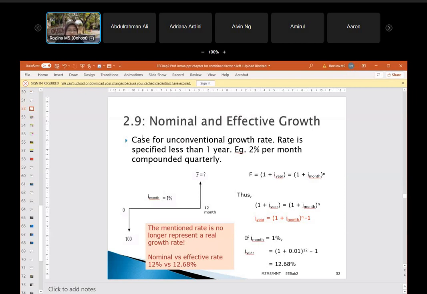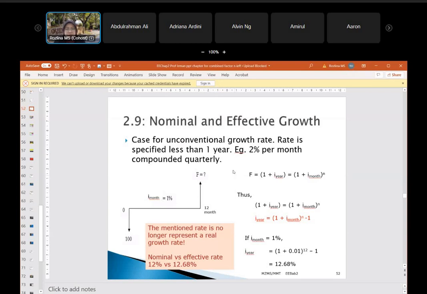Okay, look at this one case for unconventional growth rate. Rate is specified less than 1 year. There is an effect when it is less than 1 year. Okay, for example, 2% per month compounded quarterly. What happened? Normally 2% per year, compounded quarterly. But now 2% per month, compounded quarterly. So it shows the equation.